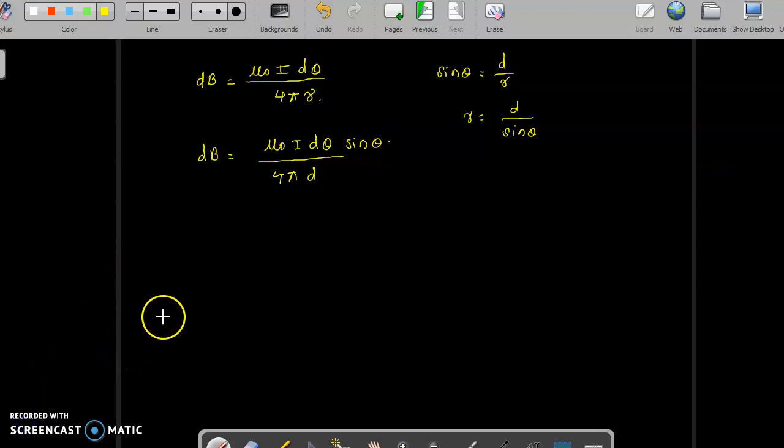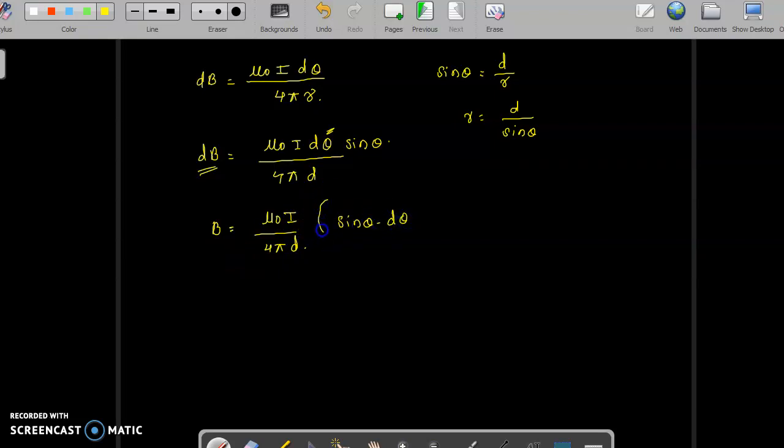Now if you look at this function, we can see that the magnetic flux density is with respect to d theta, and if you integrate the dB, we can find the magnetic flux density due to the entire length of the conductor. So I am integrating here. When you integrate dB, it becomes B, and mu naught I by 4 pi d we can take out, leaving sine theta d theta.